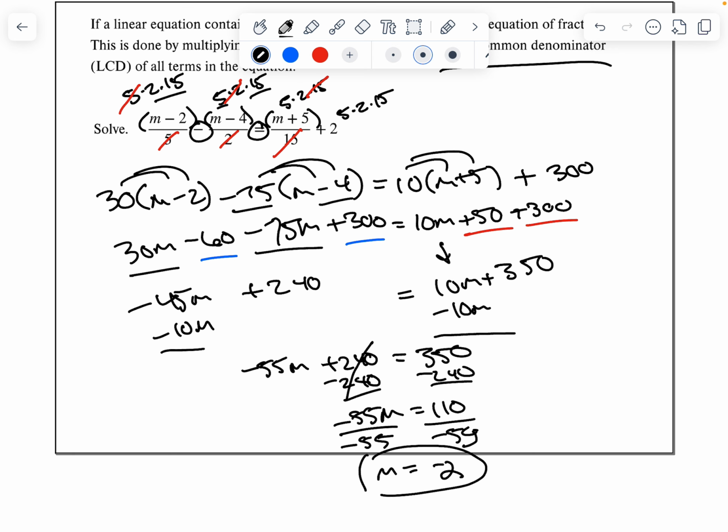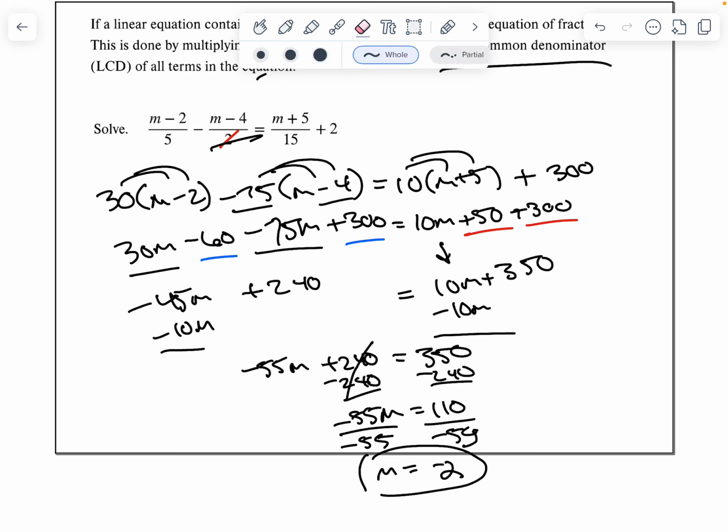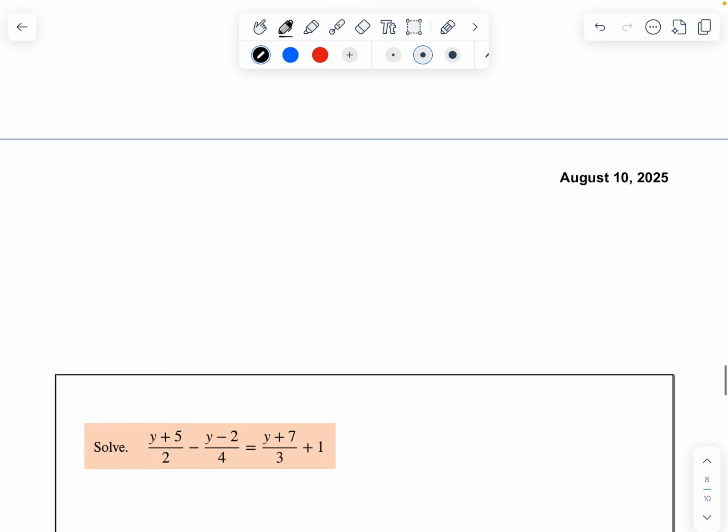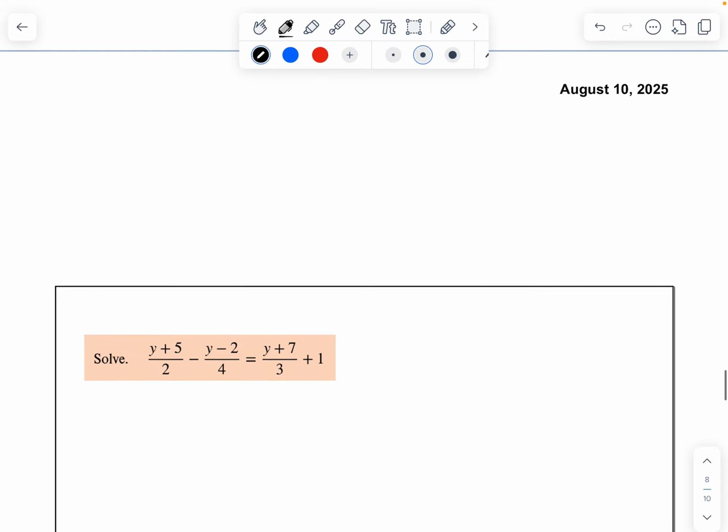Again, you can go back and check this the same exact way we checked our original one. We can go back and sub in a negative 2 for every single m. You could do that in your calculator, or you could do it by hand in your original equation. All right, I have one more just like that, and I'm going to help you get it started, and I want you to finish it the same exact way as the last one.